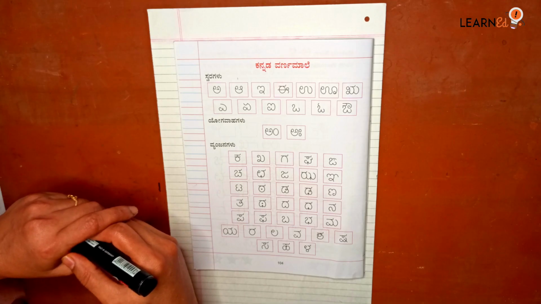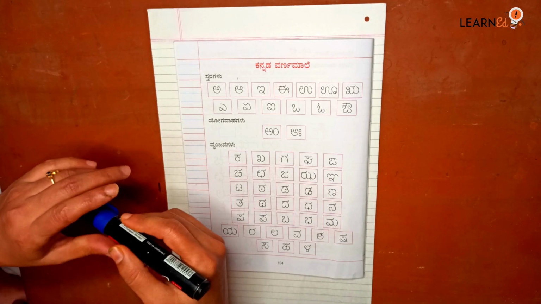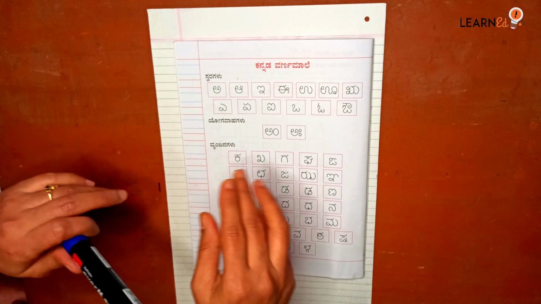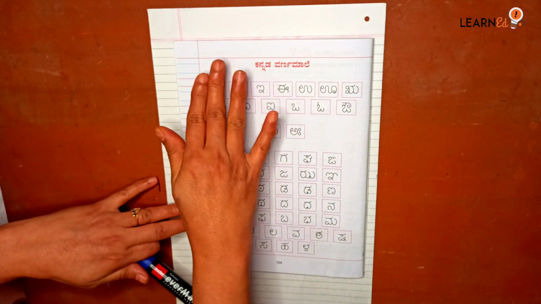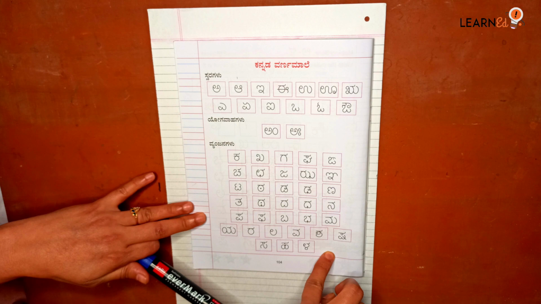I am Shobha. Now I am going to teach you Kannada Varnamale. In Kannada Varnamale, we have totally 49 alphabets.